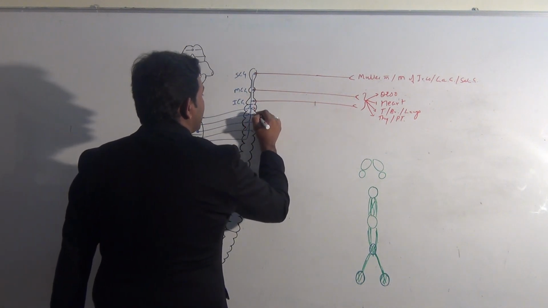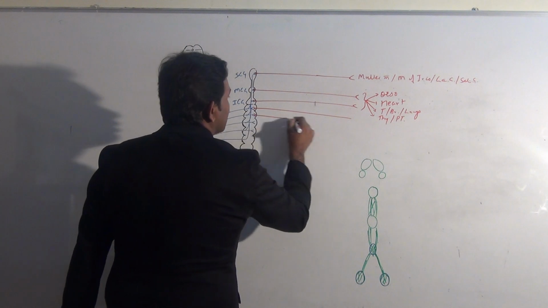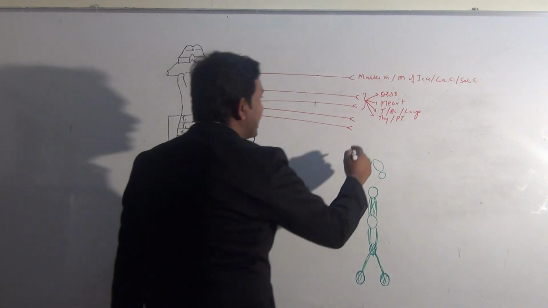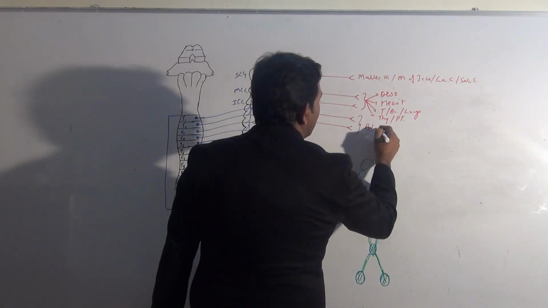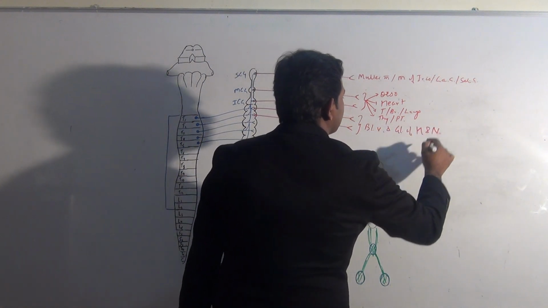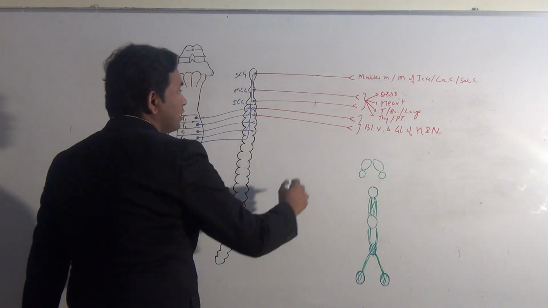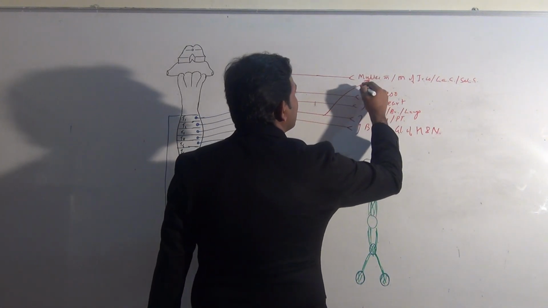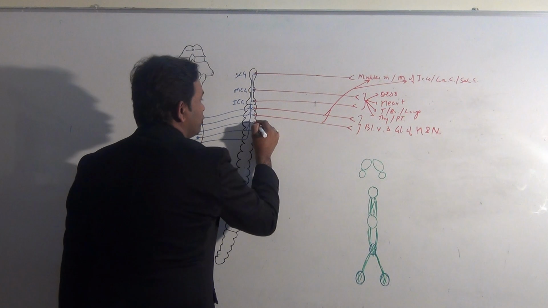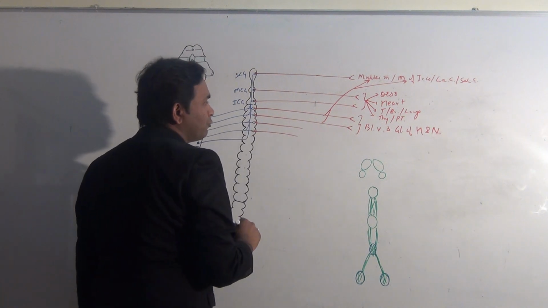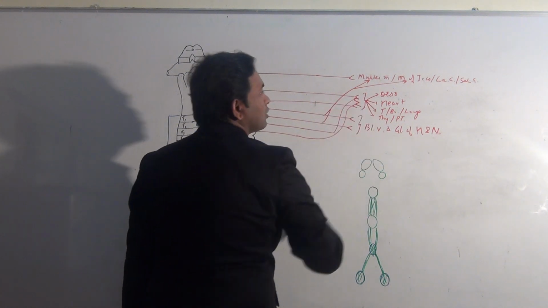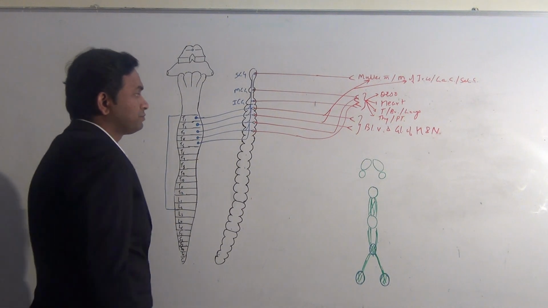The postganglionic neurons that arise from the first and second thoracic ganglia supply the blood vessels and glands of head and neck, and in addition these may supply the dilator pupillae muscles and the muscles of iris, while the postganglionic neurons that arise from the third and fourth thoracic ganglia will supply the structures of the thorax.